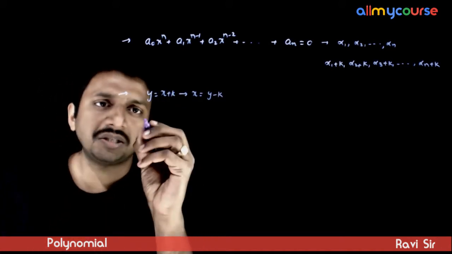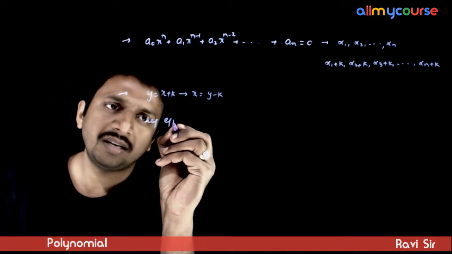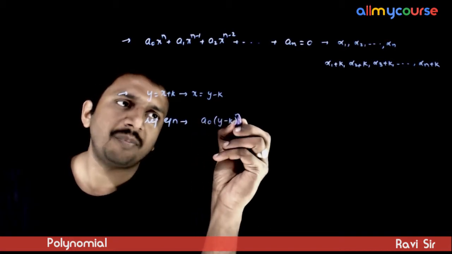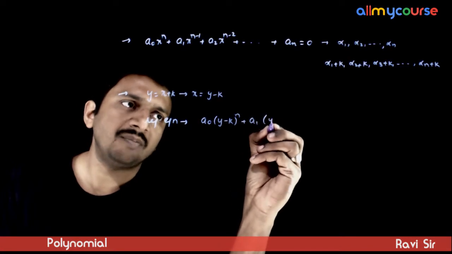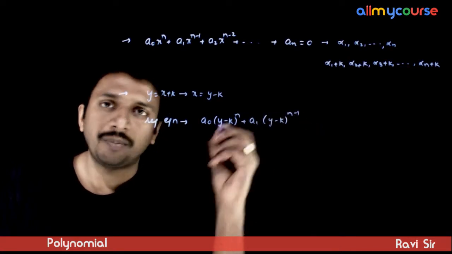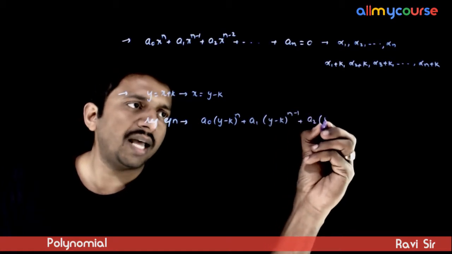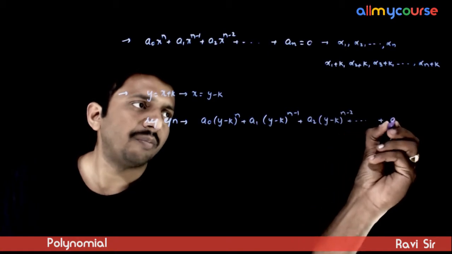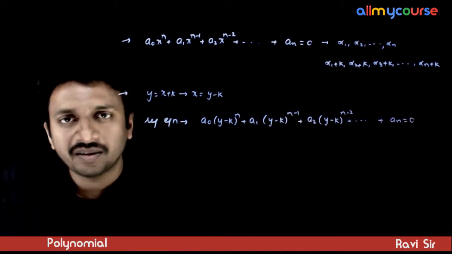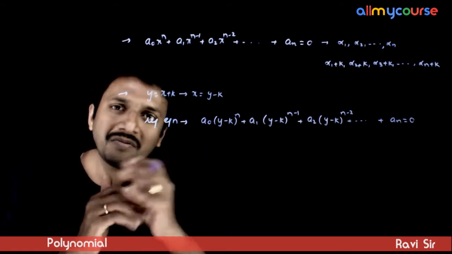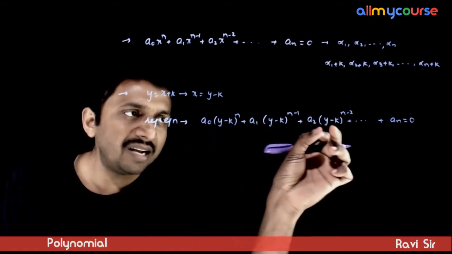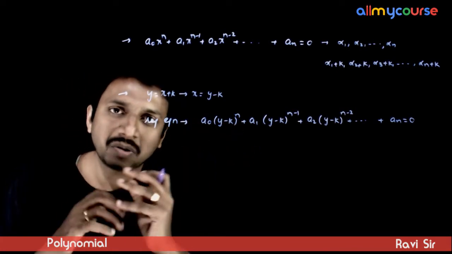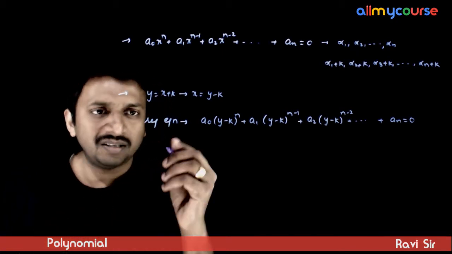So the required equation is a0 (y - k)^n + a1 (y - k)^(n-1) + a2 (y - k)^(n-2) + so on + an = 0. Now the problem with this is that we need to expand each of these and collect the corresponding coefficients. So let us say that we have done all of that.